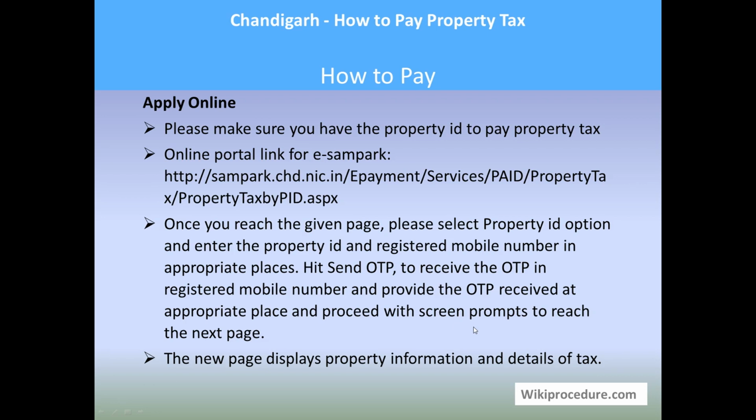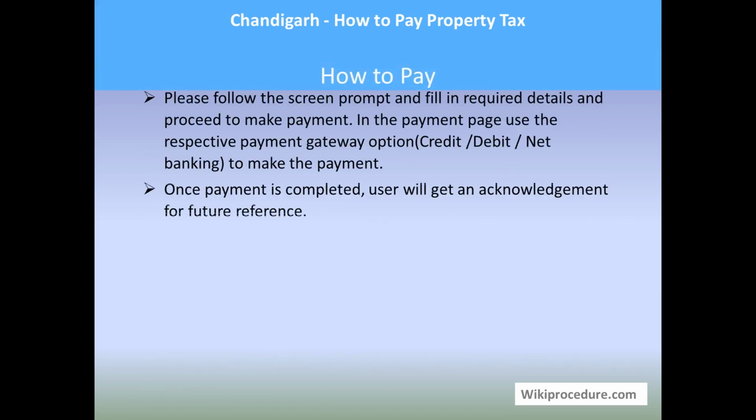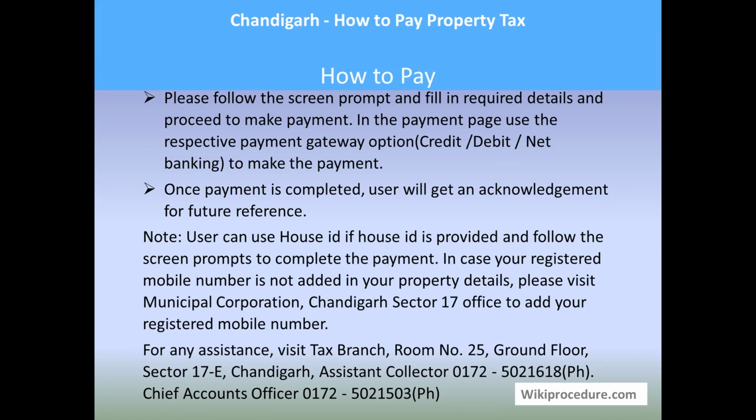The next page displays the property information and also the details of the tax applicable for you, so that you can know the figure to pay. Please follow the screen prompts and fill in the required details to proceed to the payment page, that is the payment gateway page. Once you reach the payment gateway page, please select credit, debit or net banking option to make the payment.